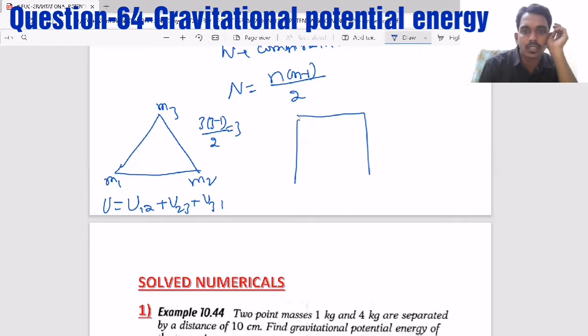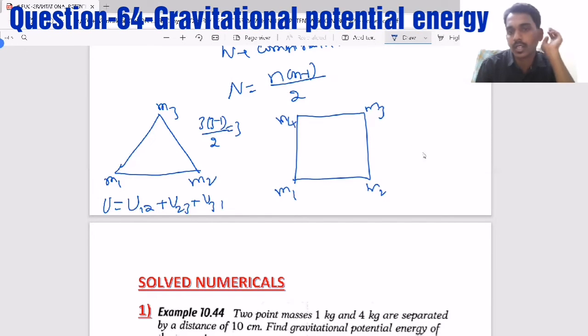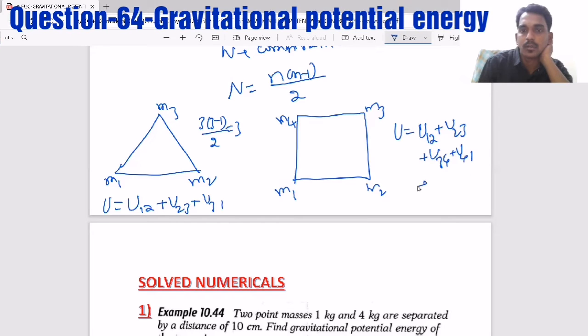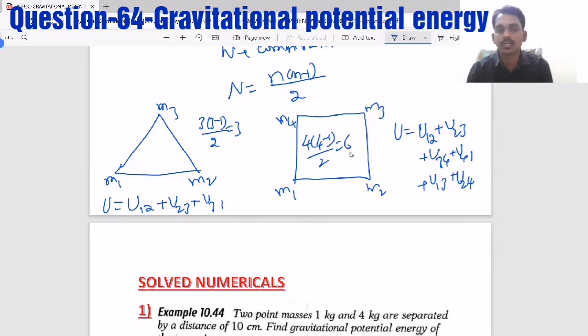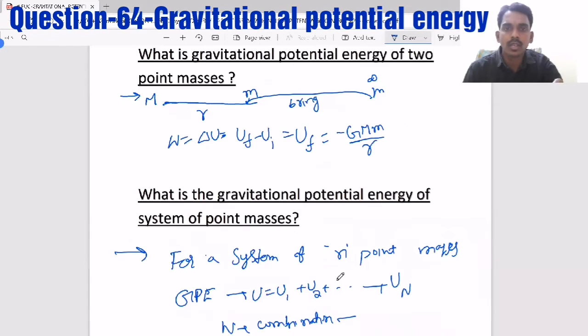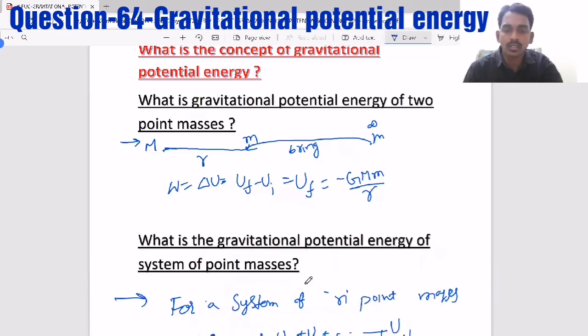Like that, if there are 4 masses, M1, M2, M3, M4, at the 4 corners of a rectangle or square, then the total energy is U between 1 and 2, plus 2 and 3, plus 3 and 4, plus 4 and 1, plus 1 and 3, plus 2 and 4. Because here 4 into 4 minus 1 by 2 gives 6 combinations. The formula is the same, G M1 M2 by R, but the number of combinations is more, because for one system of 2 point particles the energy is G M1 M2 by R. So based on this simple concept, you can understand how to solve the questions.